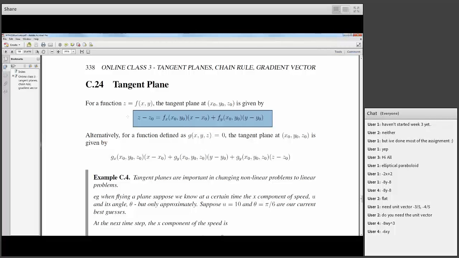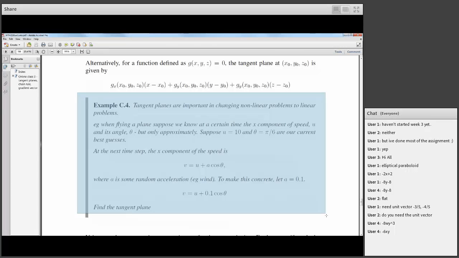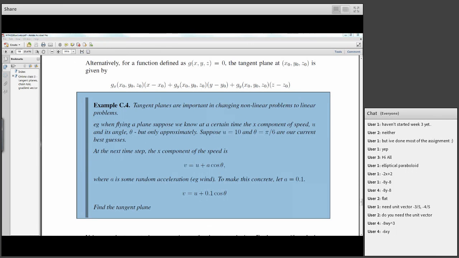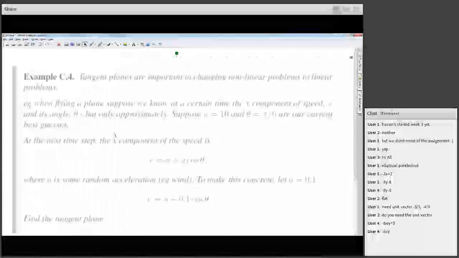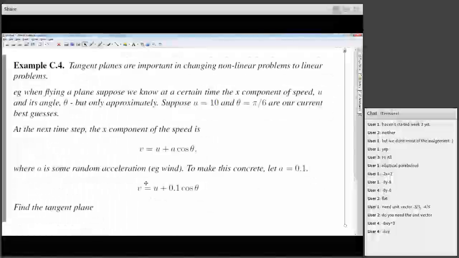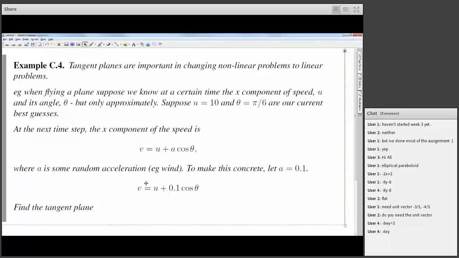You can also define a function implicitly. So g is a function of x, y, and z equals 0. And you can also work out the tangent plane in that context too. The key part is to really know the partial derivatives. The key result is to know the gradient vector at a given point. So I just want to do an example, which is not too bad, in terms of tangent planes, to suggest where these are actually useful. This problem arises from working out things in a plane.